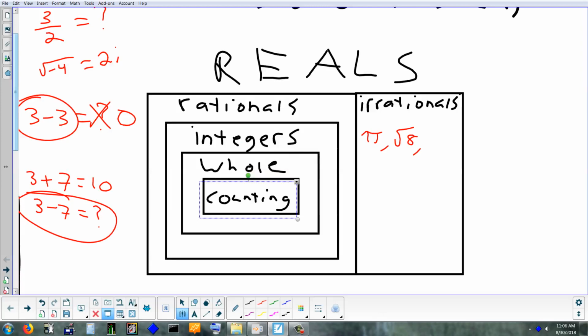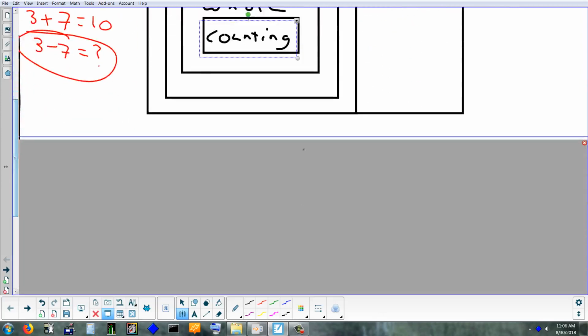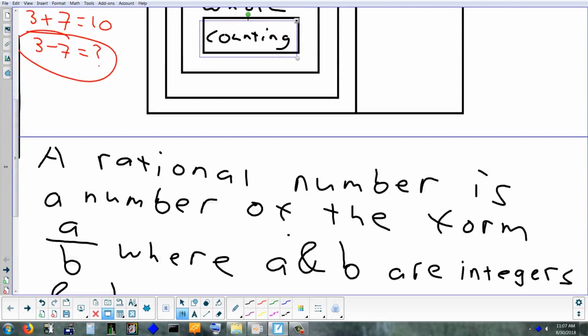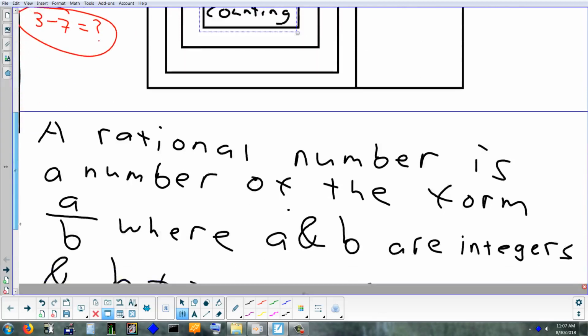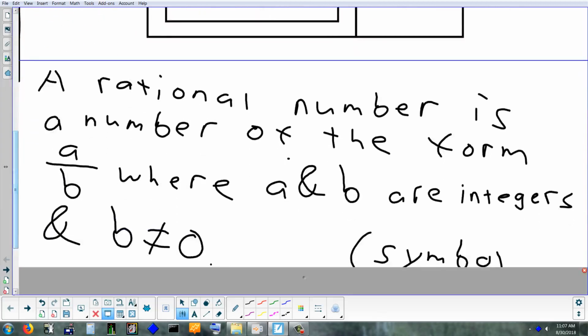So when we talk about these number sets, what else did I have? Okay, this I kind of already told you. A rational number is a number you can write as a fraction. Okay, the top and the bottom of the fraction are both integers. So technically that's not a rational number. You might say, oh, it's a fraction. Yeah, but look at the top. The top and the bottom have to be integers.